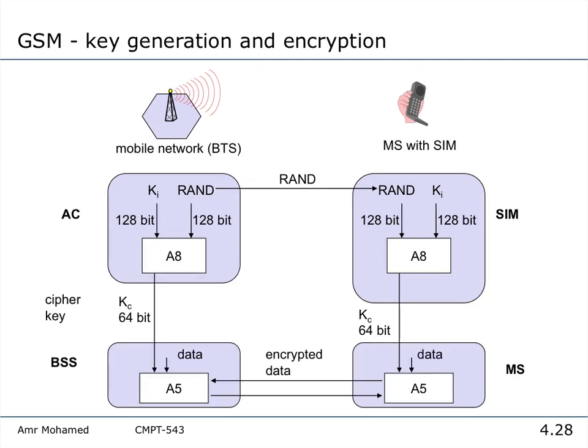So A8 is used for key generation. So I need what we called in network security, if you remember, a pseudo random function. The pseudo random function again is based on the same two parameters, but I use another algorithm for key generation. Based on these two parameters, which are exchanged between the authentication center and the SIM card on the mobile station, I can produce a key of length 64 bits.